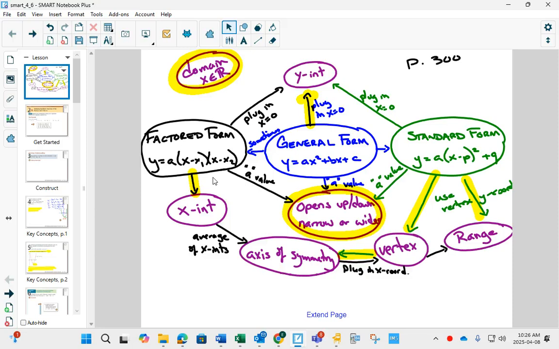I guess technically you could add a green arrow there, because you can get your vertex and then get your range, or you could just get your range directly by just using the y-coordinate of the vertex. And I can add a black arrow there too, because if you have your vertex and you have your a value, you can write standard form.